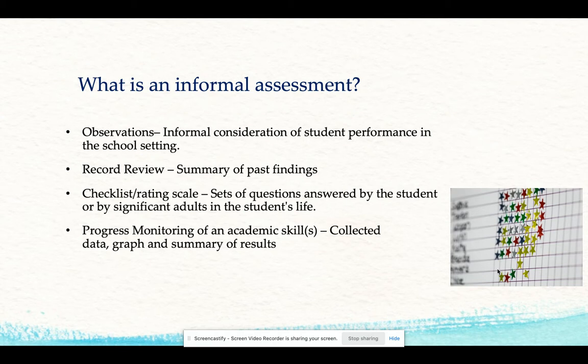The first type is observations, and this would be just an informal consideration of student performance in the school setting. Next, we might do a record review where we take a summary of past findings from previous years or a previous semester. We can use checklists and rating scales. These are often used when we're talking about behavior of children or things like what may be going on in the classroom.